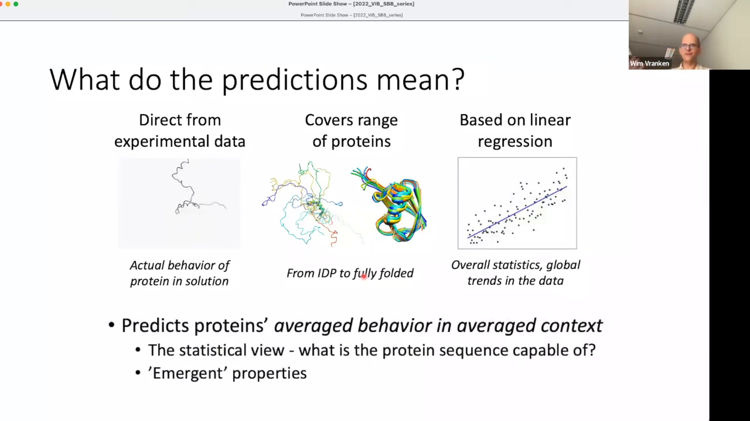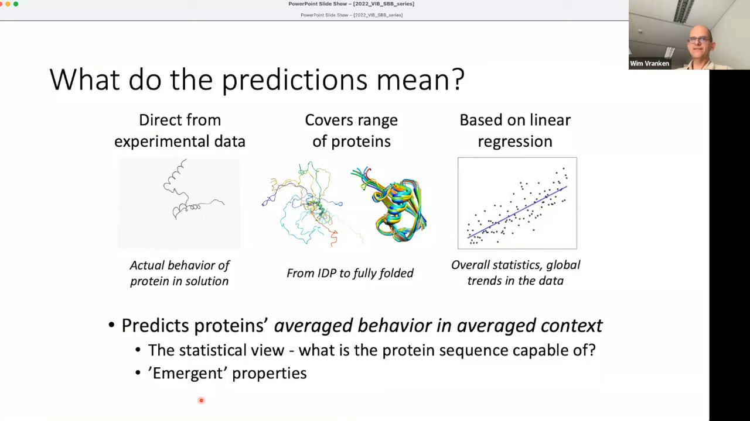So in a way, what this method does, because it is looking at overall statistics, it's capturing different behaviors of proteins in solution, and it covers many different kinds of proteins. You sort of predict the protein's average behavior in average context almost. So it's a very statistical view. What is your sequence capable of, more than what is it exactly going to do? You could also call this emergent property.